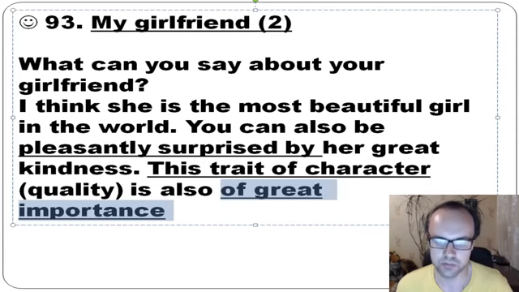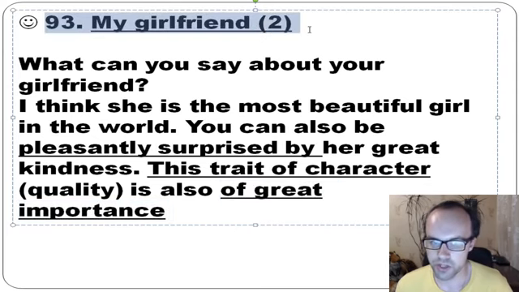So, my girlfriend. What can you say about your girlfriend? I think she's the most beautiful girl in the world. You can also be pleasantly surprised by her great kindness. This trait of character is also of great importance.